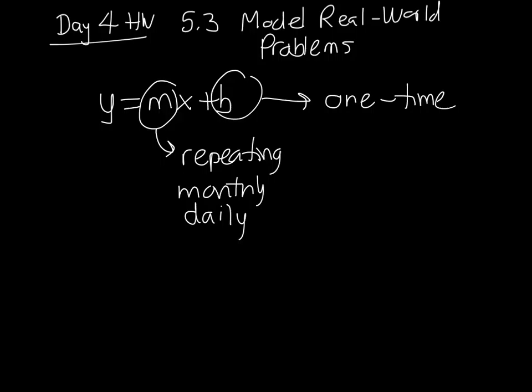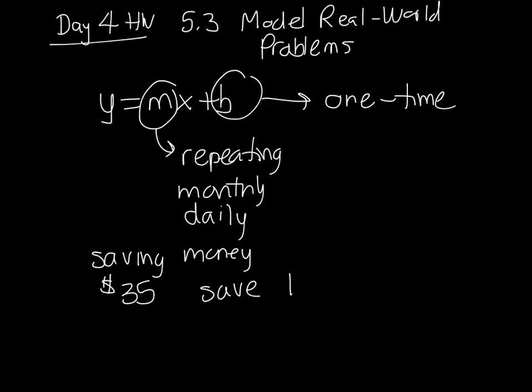So in my first example, I'm just going to make up an example that somebody's saving up money. And let's say this person is starting with $35. He's got $35 right now, and the person is going to save another $15 every month. And we're just going to be given this information and asked to write an equation as to how much money he would have after a certain number of months.